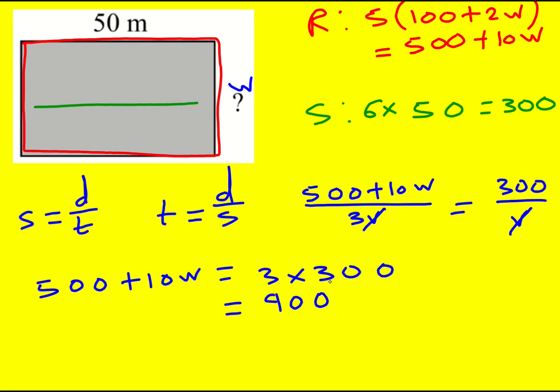In any case, we get 900, so 10W is going to equal 400, and W is going to equal 40.